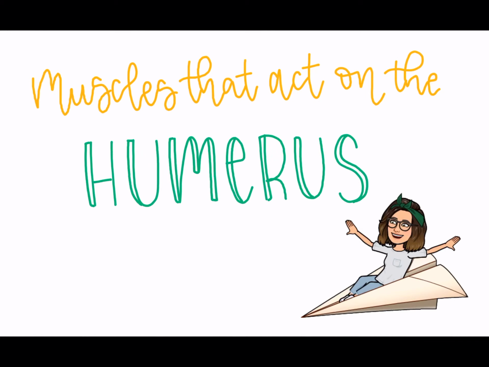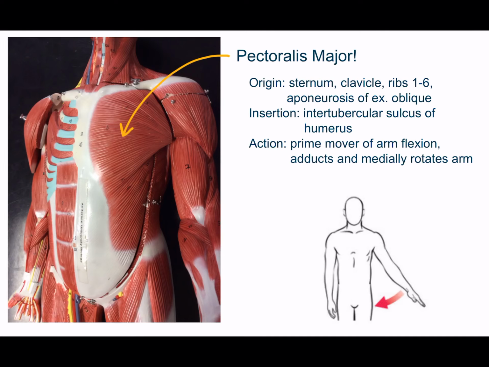So moving on to muscles that act on the humerus. The pectoralis major is what Terry Crews does the pec pop with in White Chicks and all that. So the origin is the sternum, clavicle, ribs 1 through 6, aponeurosis of the external oblique. So it's pretty big. It has a really big wide range. You'll see that on the skeletal model.